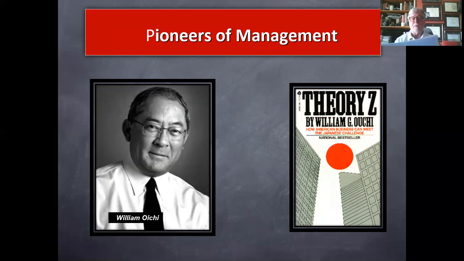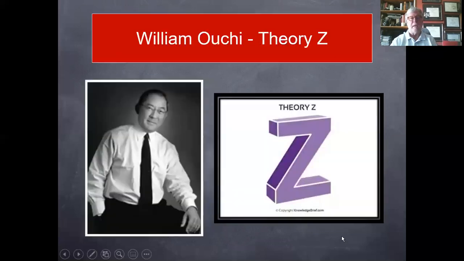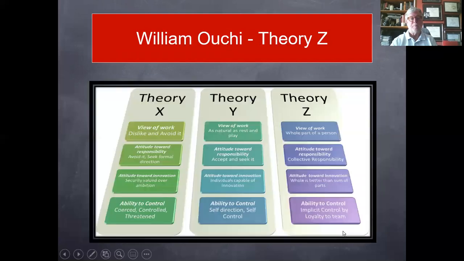Oishi wrote the book called Theory Z: How Americans Can Meet the Japanese Challenge. Now, what he promulgated in his book, in Theory Z, is that, first of all, he compared it to Theory X and Y. And those are the theories that were created by Douglas McGregor. But over here, on this side, looking at things through the lens of Japanese management, he created what he called Theory Z.